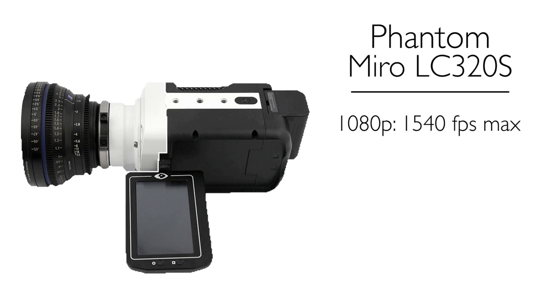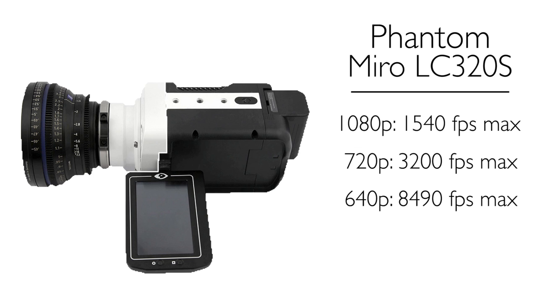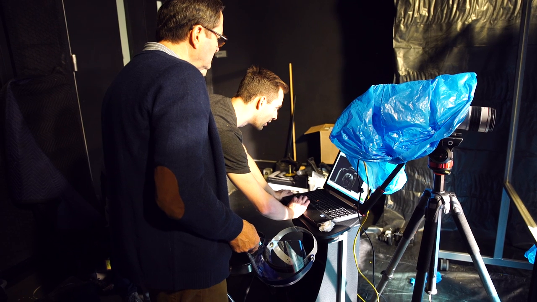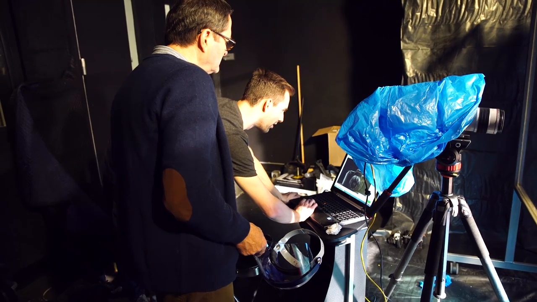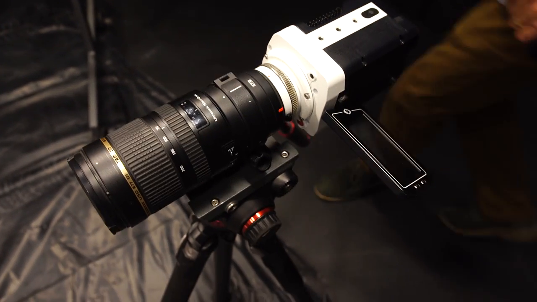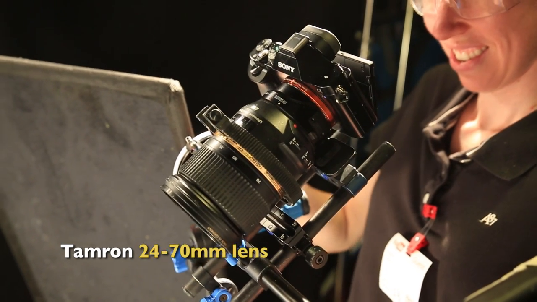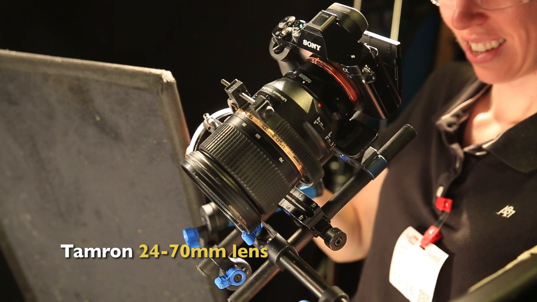It will shoot up to 1,540 frames at 1080p and 8,490 frames at 640p. For our demonstration, we're going to shoot at 1,000 and 1,500 frames per second at 1080p. Let's take a look at our camera settings. They're a bit tricky with the Phantom, and then how we lit our camera smash.